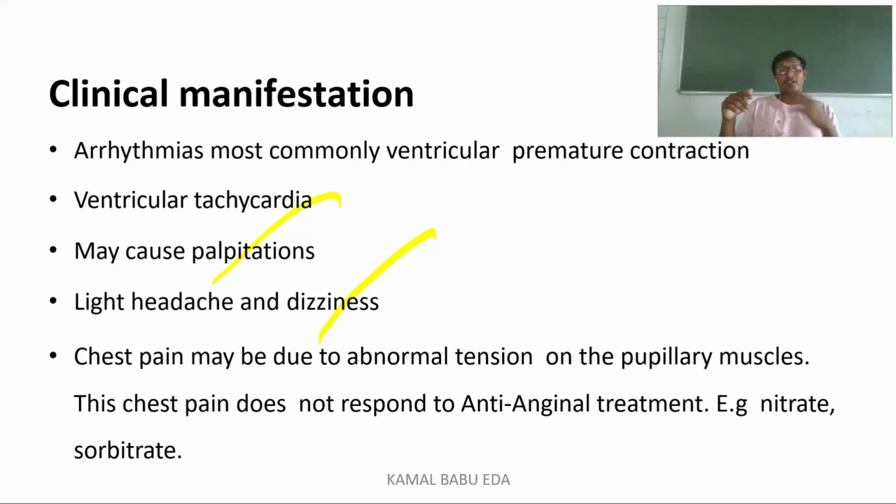Here, if you think it is angina pectoris and you start to give anti-anginal treatment, it won't subside. For example, the anti-anginal treatment is nitrates and isosorbide. If you give these medicines also, the person won't respond in mitral valve prolapse.